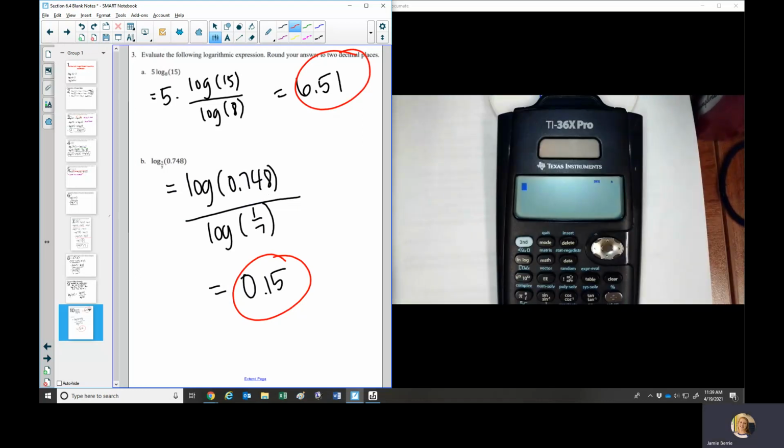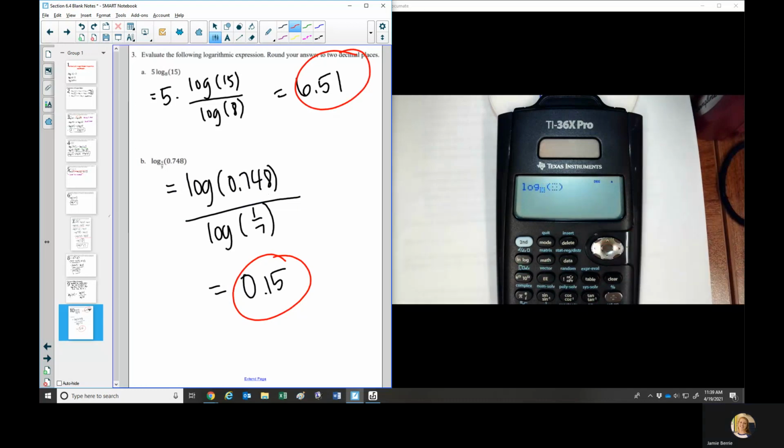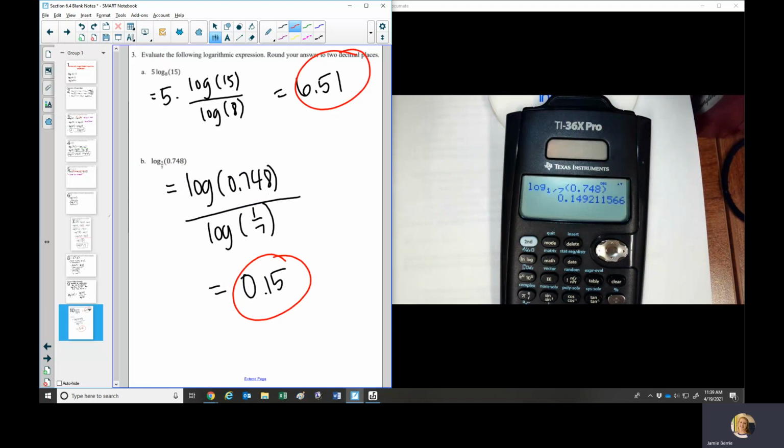All right, so if you press this button right here, if you press it 3 times, 1, 2, 3, it lets you plug in any base for your logarithm. So again, you could do log base 1/7 of 0.748. Same answer. So if you have this TI-36X Pro, it can also evaluate logarithms of any base.